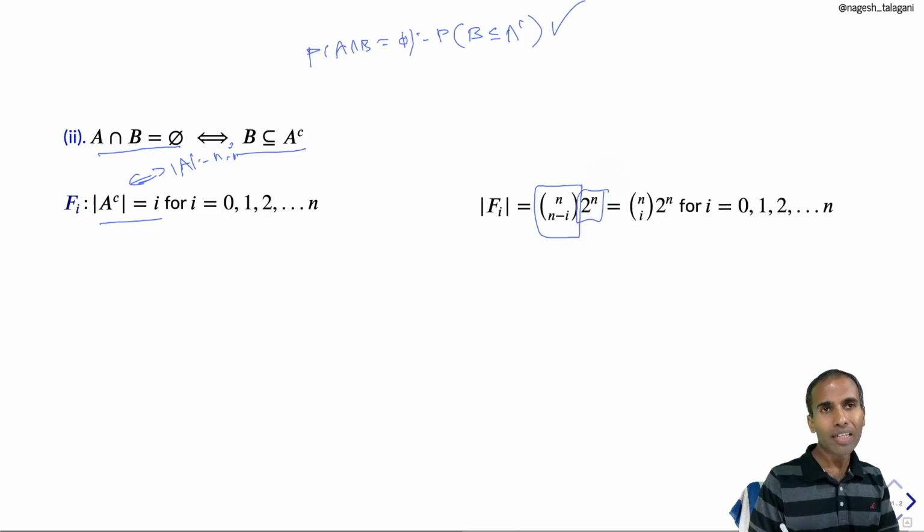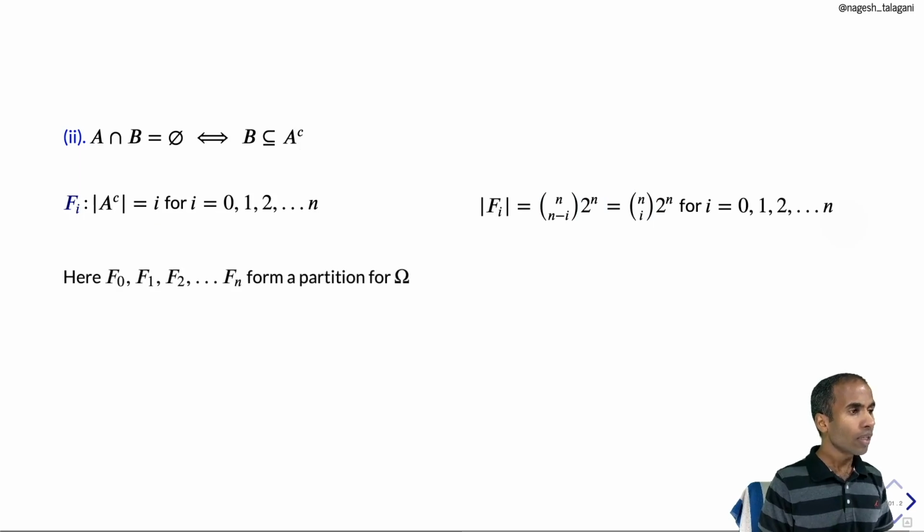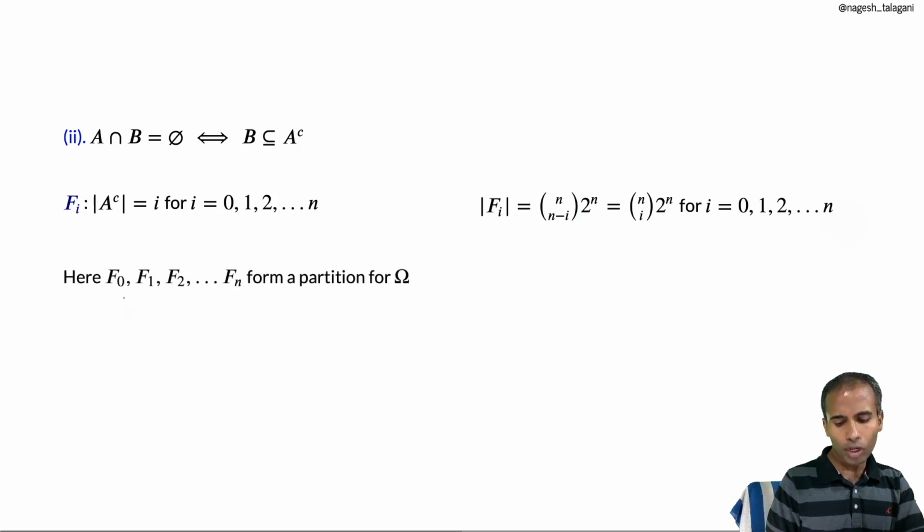But we know that n choose i is the same as n choose n minus i. So this n choose n minus i can be replaced with n choose i. So that's why the number of elements in Fi equals n choose i times 2 to the power of n, for i equal to 0, 1, so on n. Fine. Now, here again F0, F1, so on Fn form a partition for omega, because whenever we perform an experiment, exactly one of F0, F1, so on Fn happens, because A complement has some size from 0 to n.